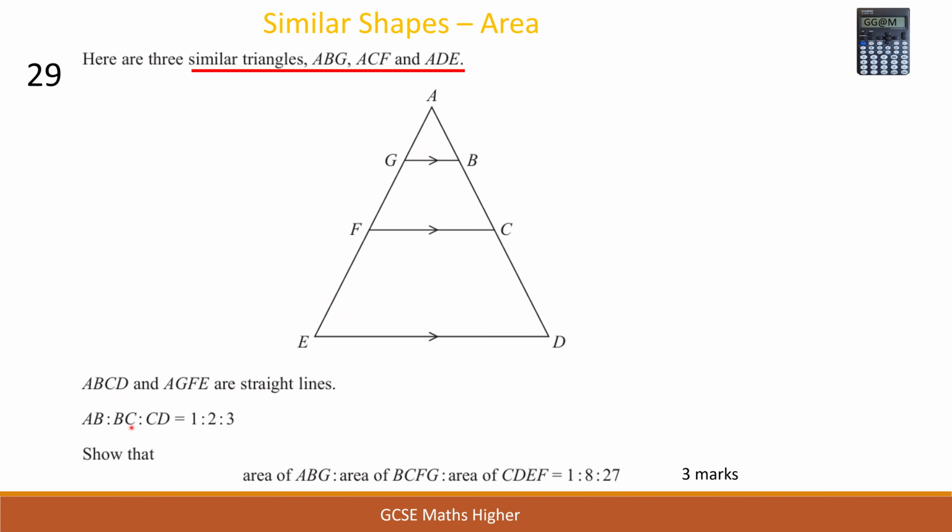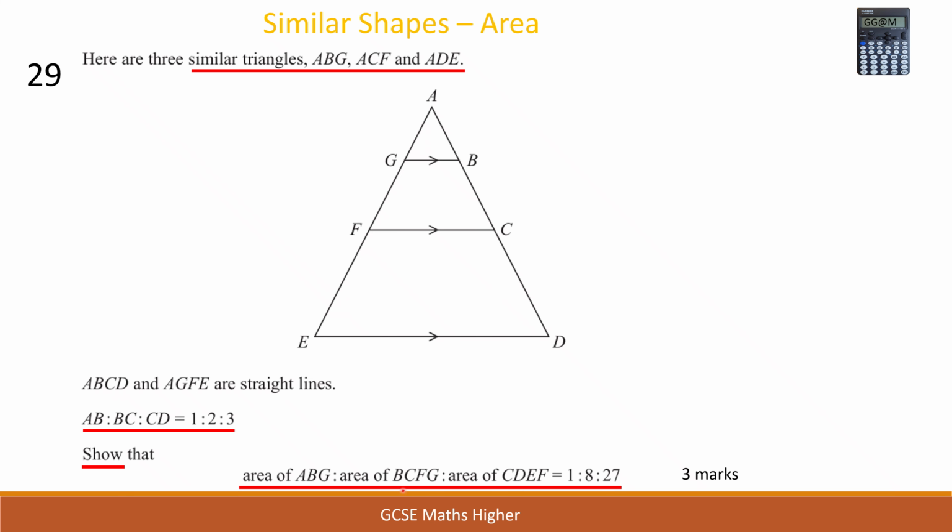You're told that the ratio between AB, BC, and CD is in the ratio 1 to 2 to 3. So if this distance is 1, this distance is 2, this distance is 3, which means this has got a distance of 1, this has got a distance of 1 plus 2, and this distance here is 1 plus 2 plus 3.